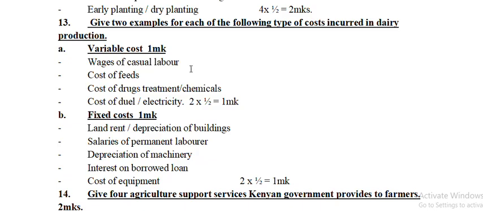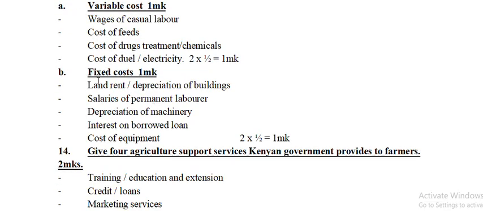Question 13, give 2 examples of the following types of costs incurred in dairy production. Variable costs, we can have wages of casual labor, which keep on varying. Then cost of feeds, cost of drugs and treatment. Then we have cost of fuel or electricity. Then the fixed costs, we have land rent, salaries of permanent laborers, then depreciation of machinery, then interest on borrowed loan, then cost of equipment.